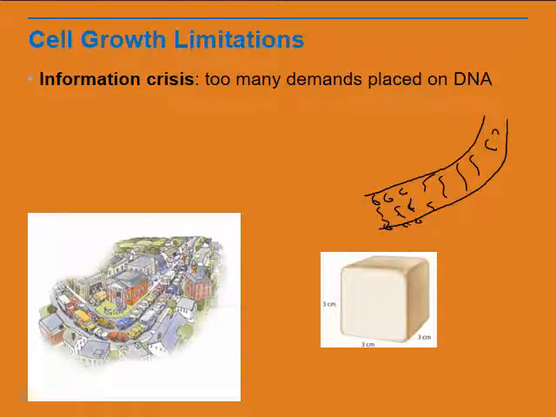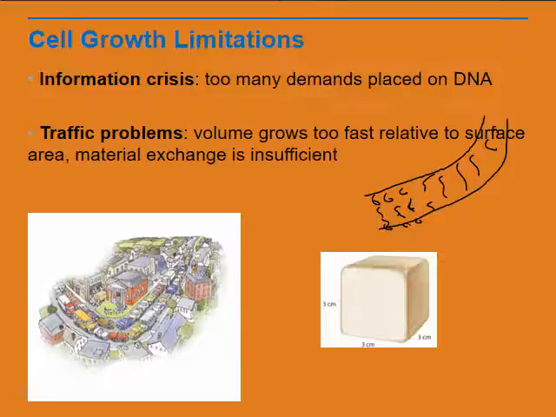Basically, we have an information crisis. Too many demands are being placed on the DNA, and we also have the same thing as the traffic problem. So things are not moving in and out as quickly as they need to. So the cell eventually can't just keep on growing.